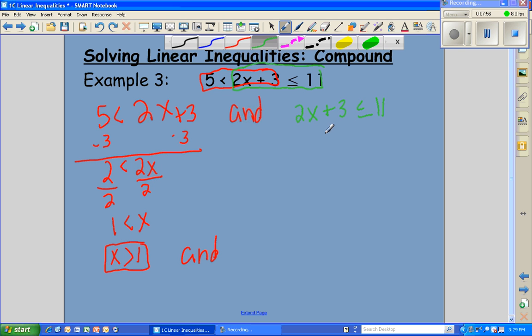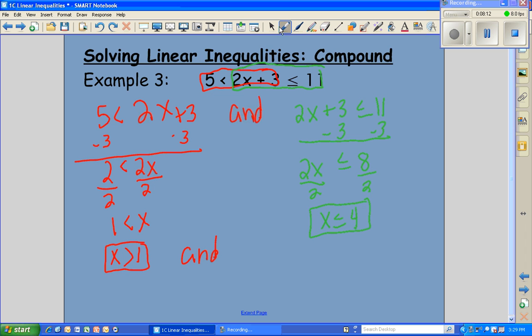then we're going to work out the other one. Subtract 3 from each side. 2x is less than or equal to 8. Divide each side by 2. X is less than or equal to 4.